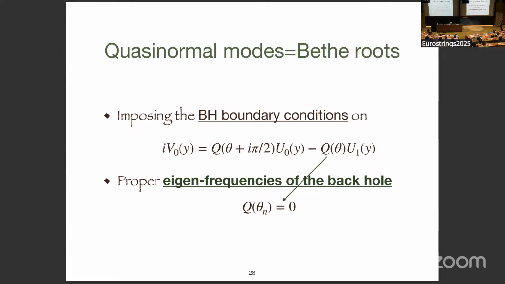So, quasi-normal modes in a slide. You may have already understood that quasi-normal modes arise when you impose the boundary conditions on your solution to be like V0, but also U0. So you are imposing this to be 0. But this is exactly the same condition with which we define Bethe roots. So quasi-normal modes in this picture, although complex, are nothing but the Bethe roots of the quantum integrable model.